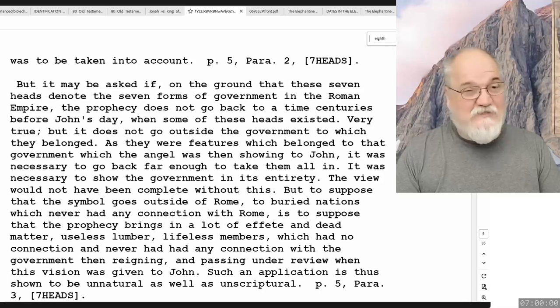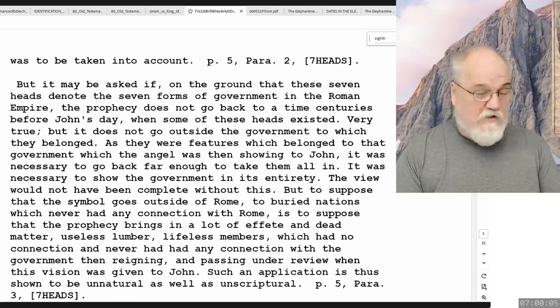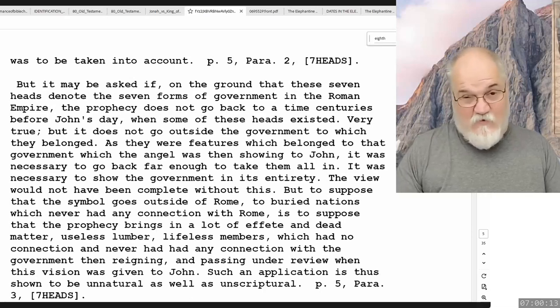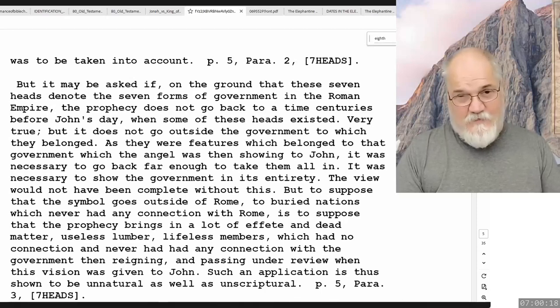So that characteristic is there. But when we're dealing with this woman, she's a church. And how is she then connected to the governments of the world? She's committing fornication with them, right? That's what's happening in Revelation 17.